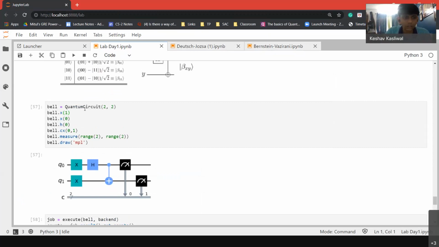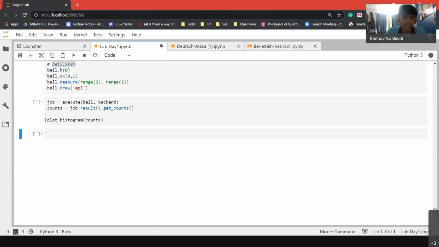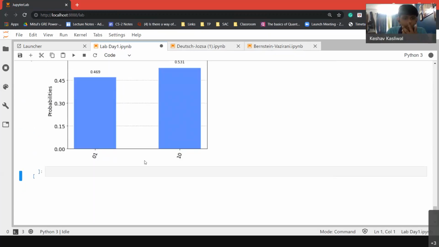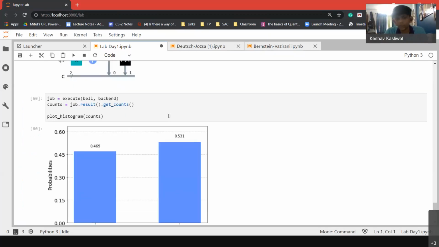I'll take another state as well. Let's say I comment this over here. So that would give me 0, 1 and 1, 0 only, but in a different manner. So as I told you, the shots do affect the statistical results.